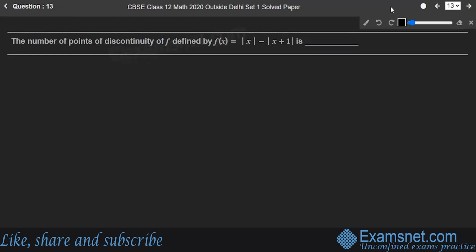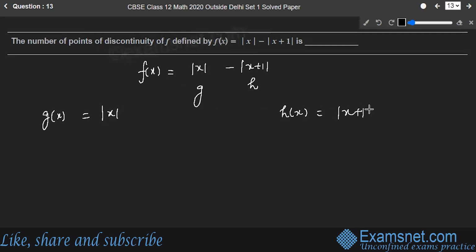Question number 13: the number of points of discontinuity of f defined by f(x) is equal to mod of x minus mod of x plus 1 is equal to dash. You are given f(x) is equal to mod of x minus mod of x plus 1, right? These two functions, let's say this is defined by g and h. So here g(x) is equal to mod of x, and h(x) is equal to mod of x plus 1, right? So f is equal to g minus h. Let's examine the continuity of g and h first.